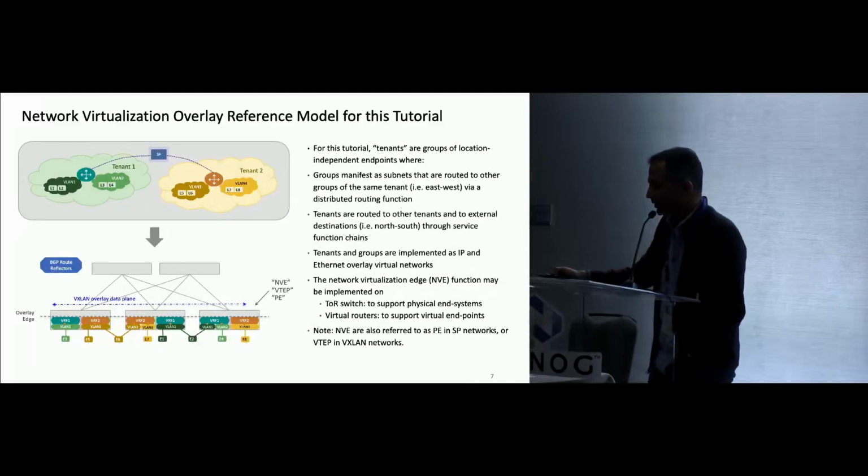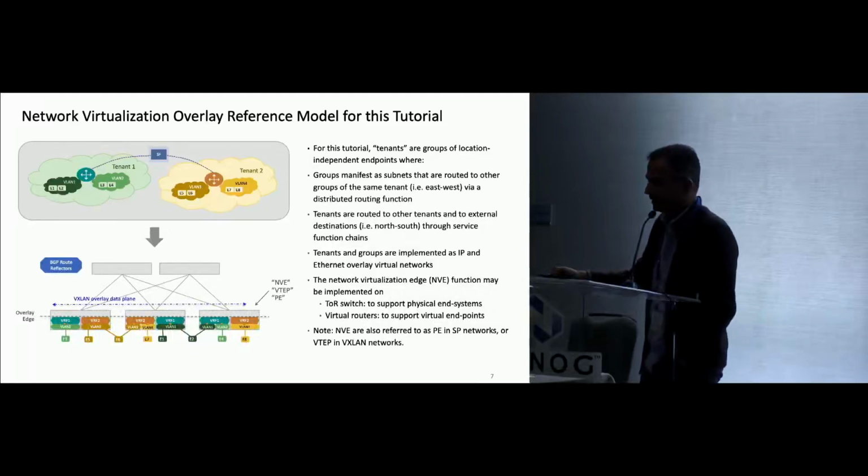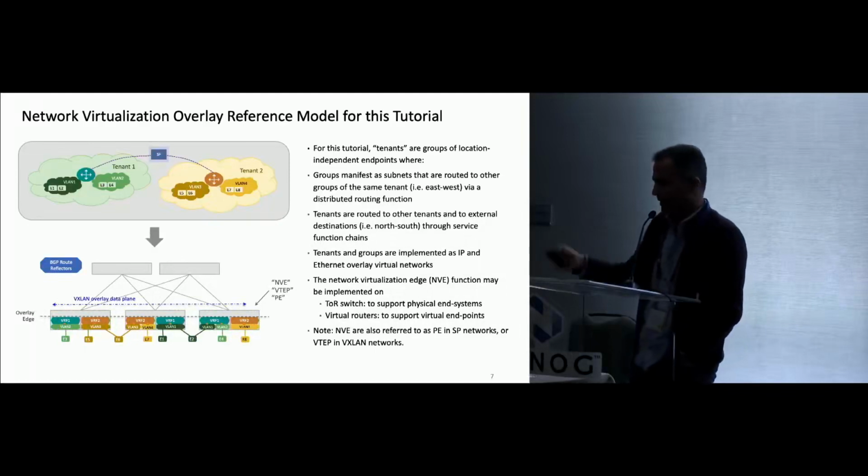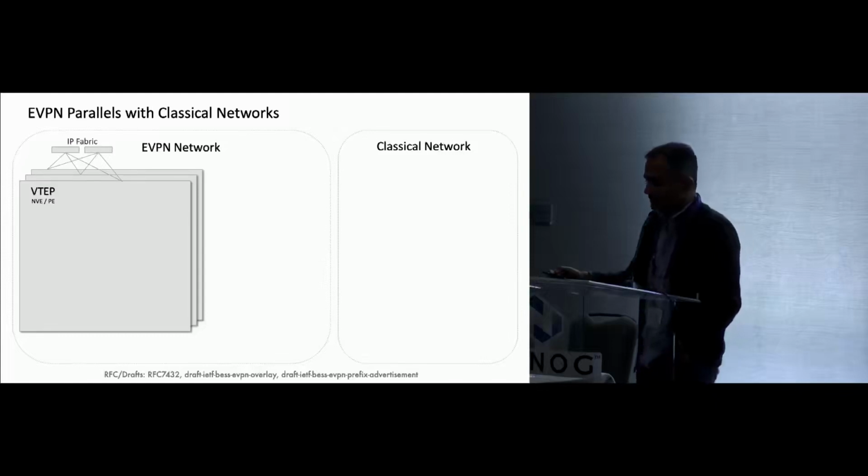These NVEs are also referred to as provider edge in SP networks, and VTEPs in VXLAN networks, which stands for VXLAN tunnel endpoints. PE stands for provider edge, I think I said this already. If I use the word NVE, PE, or VTEP, they all mean the same thing. Okay, so I just want to draw some parallels between the classical network and EVPN.